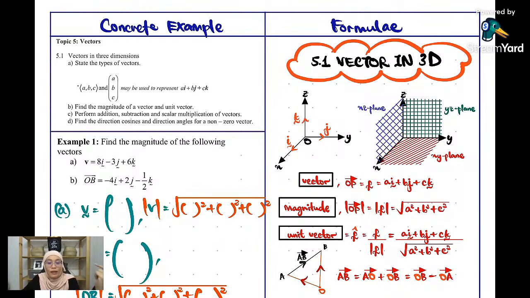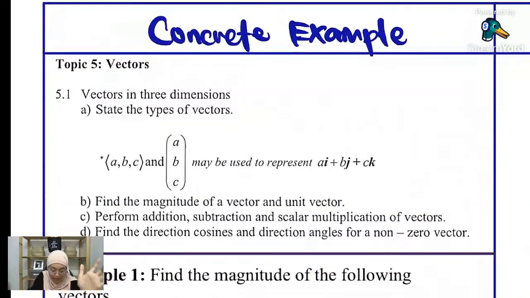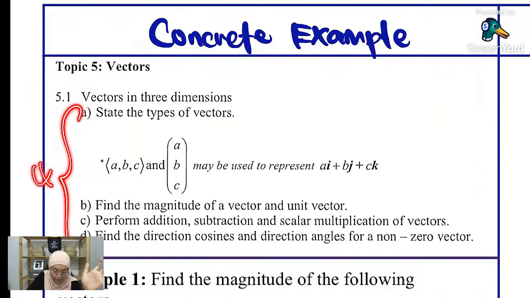Okay, so let's welcome you guys to topic 5, vectors. We have four subtopics, but let's begin with the first subtopic, 5.1, vectors in 3 dimensions. Let's have a look here. We have 4 learning objectives, 4 goals in the first subtopic, 5.1, vectors in 3 dimensions.